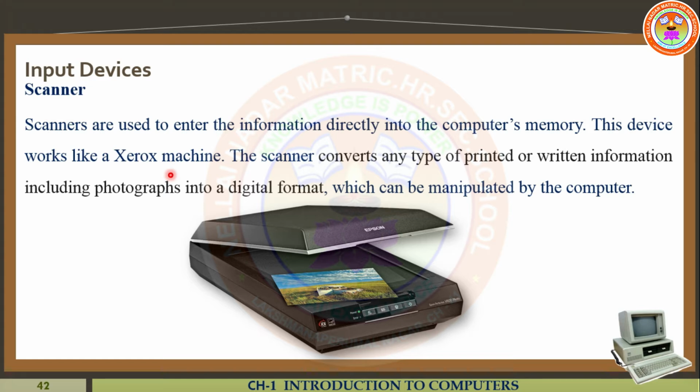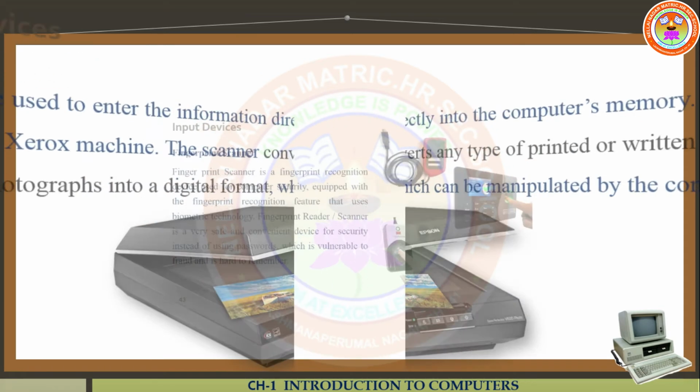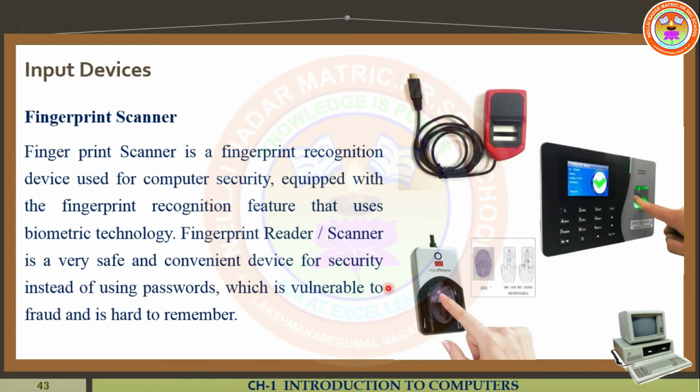The scanner is used to convert any type of printed or written information, including photographs, into a digital format. Including photographs, it is converted into what format? Digital format, and it can be manipulated by the computer. So that is the main purpose of what? Scanner.